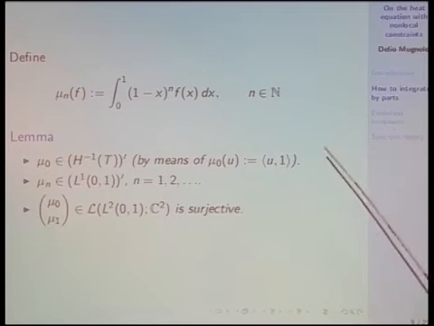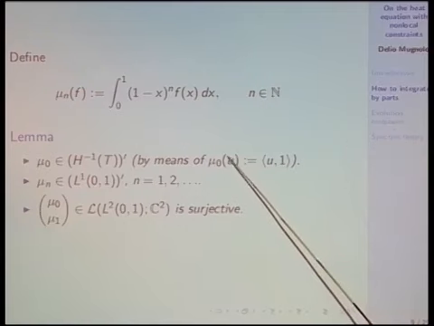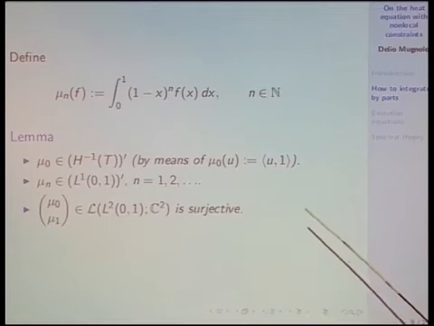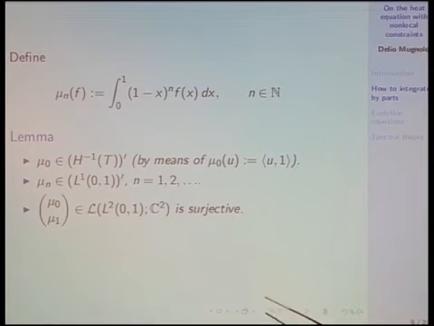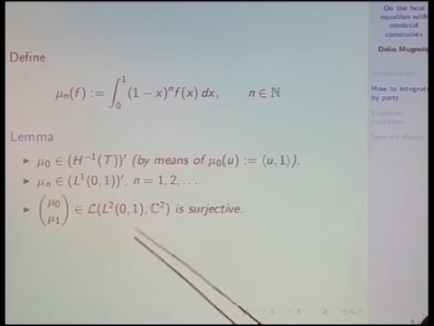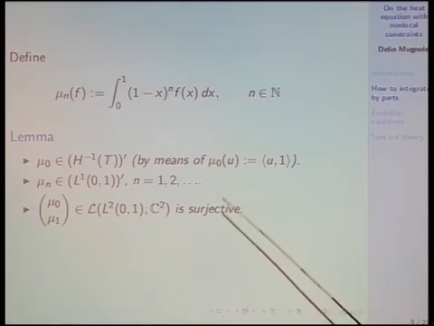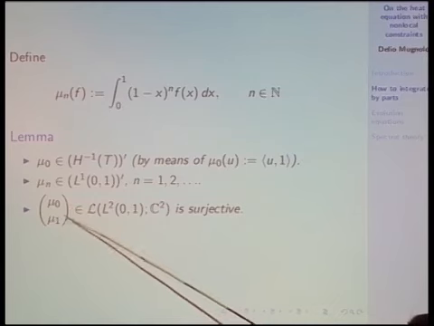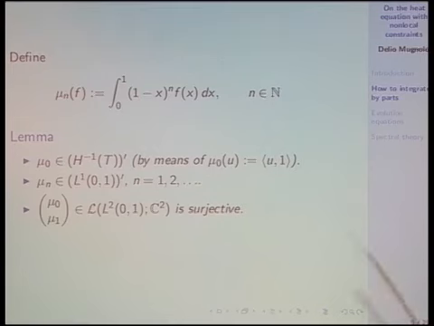So this is important. You are able to extend your moment to this larger space, H minus 1. And just a direct computation shows that this operator matrix is surjective. You just compute the moments, these first two moments for polynomials, and then you see that you can just fit the coefficients of the polynomials to get everything you want in C2.